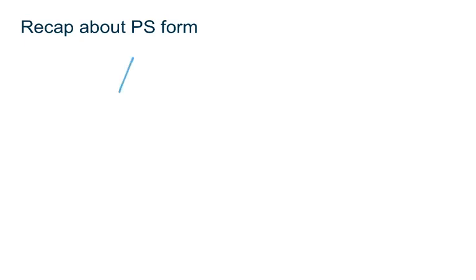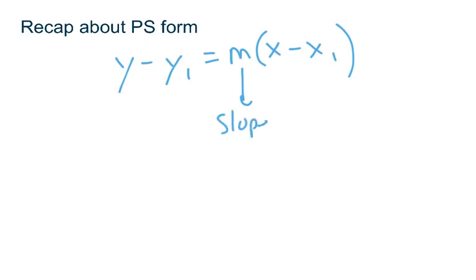That's the biggest thing. And it's y minus y1 is equal to m times the quantity x minus x1. And just like in slope-intercept form, m represents slope. And then x1, y1 is a point on the graph.